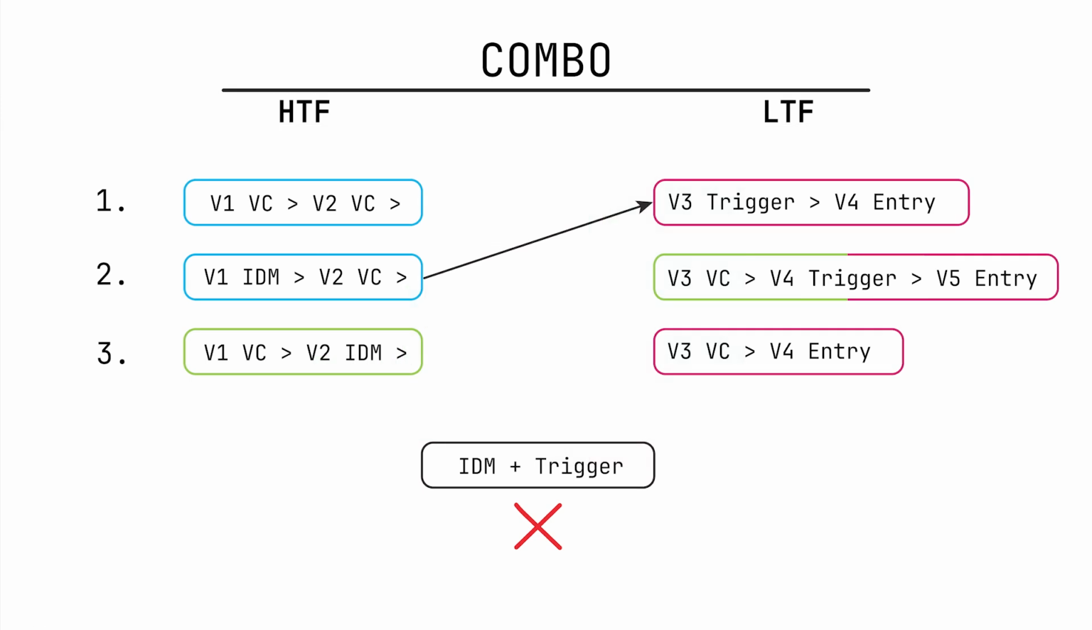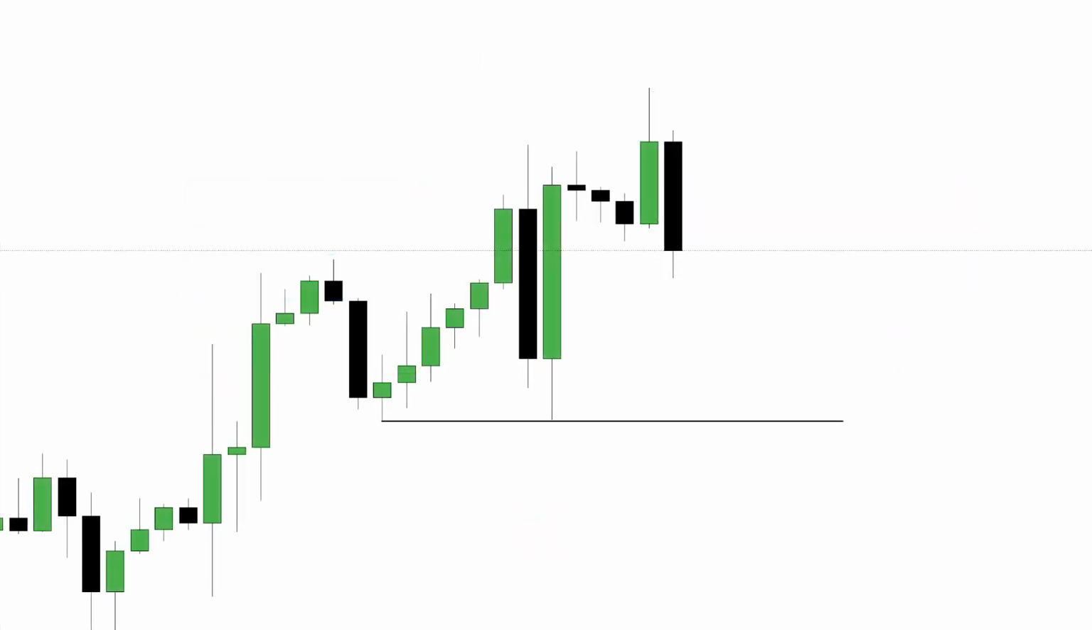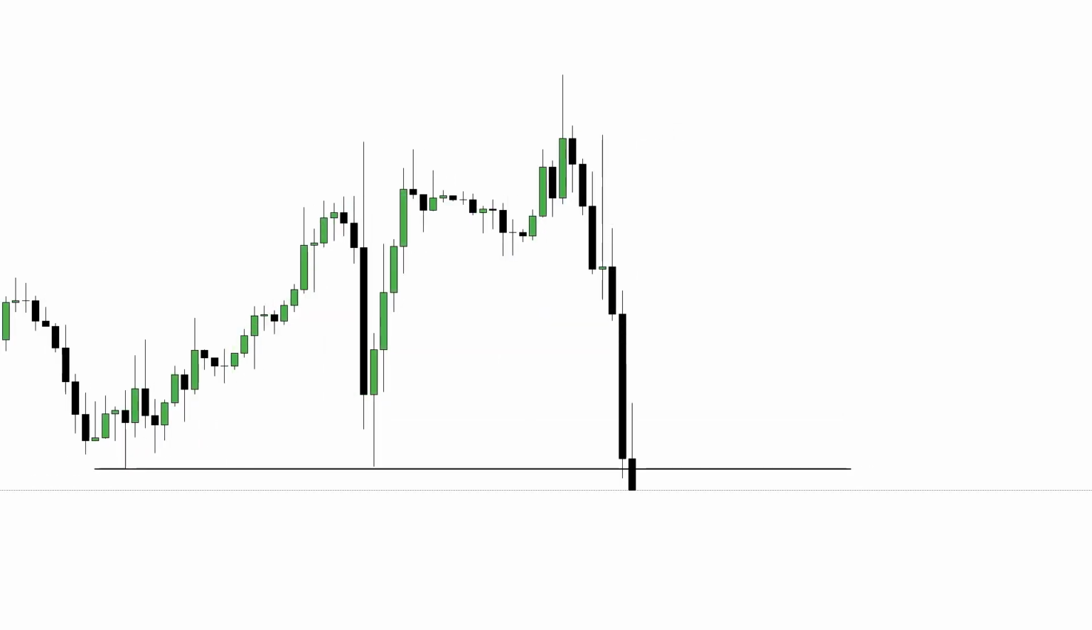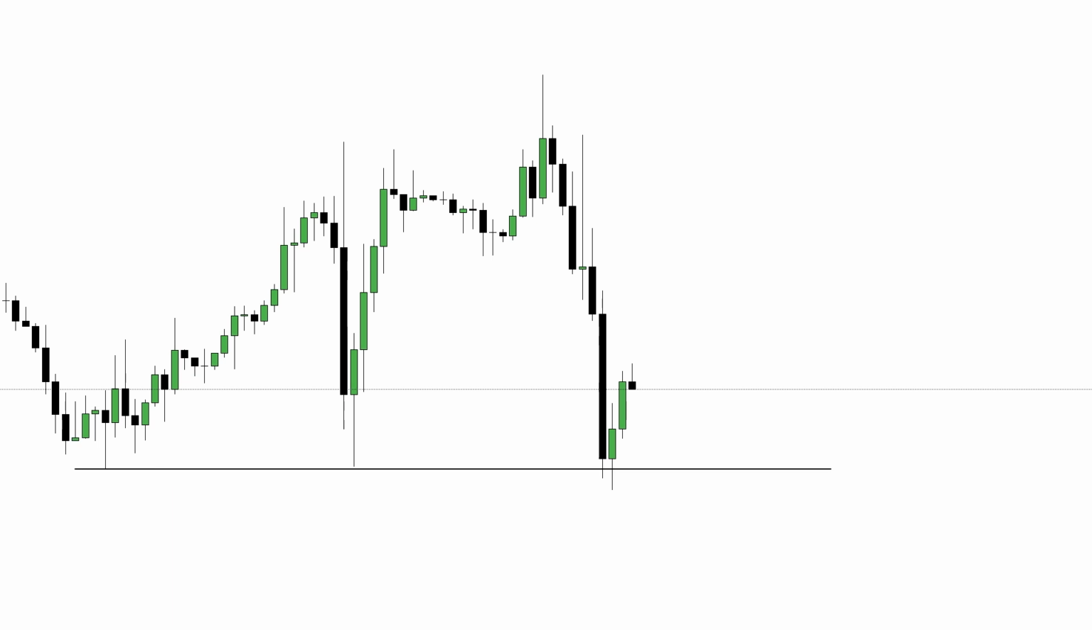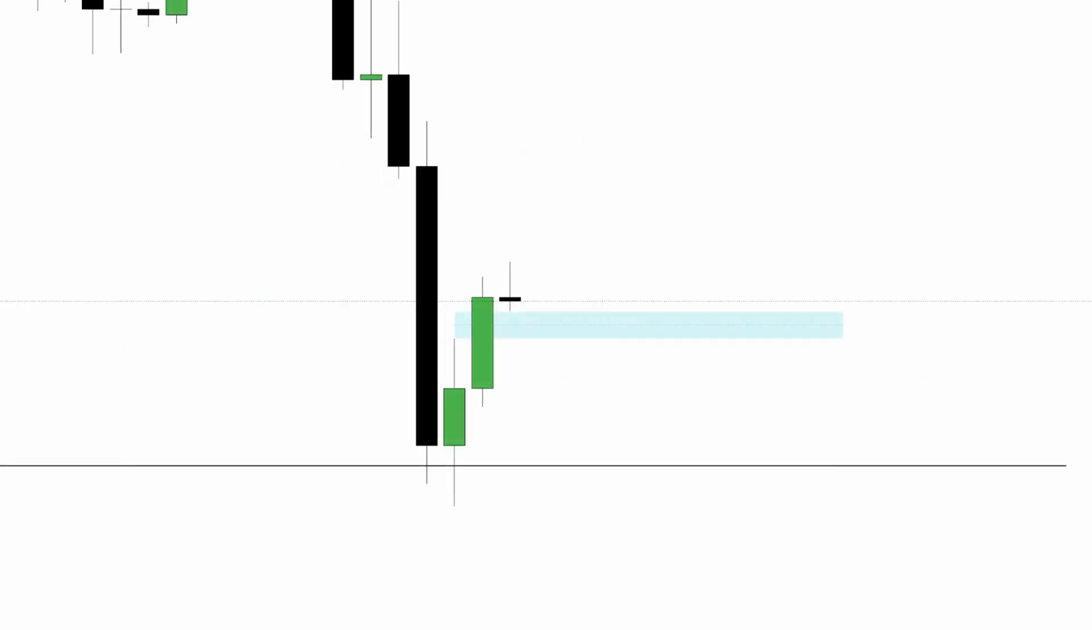Second example, HTF2 LTF1. Again, the first thing we need to receive is V1 inducement greater than V2 volume confirmation. On the 4-hour chart, we have equal lows, which can be considered variable 1. Now we switch to the 1-hour chart and see that the price makes a liquidity raid on these fractals and then confirms the volume by forming a fair value gap. All conditions on the HTF stage are met.